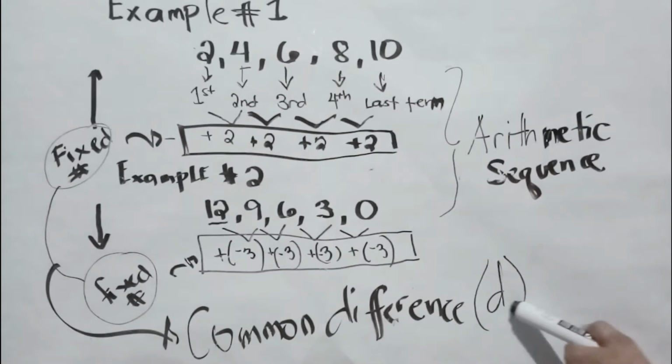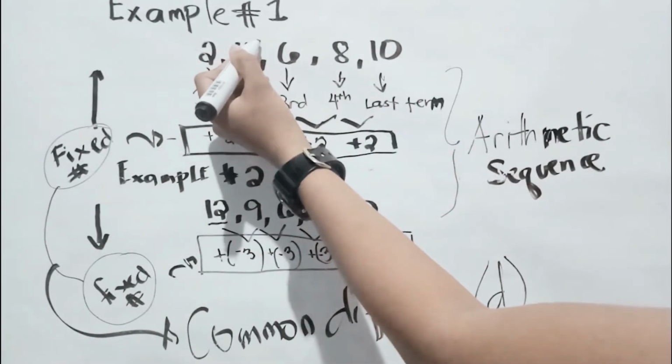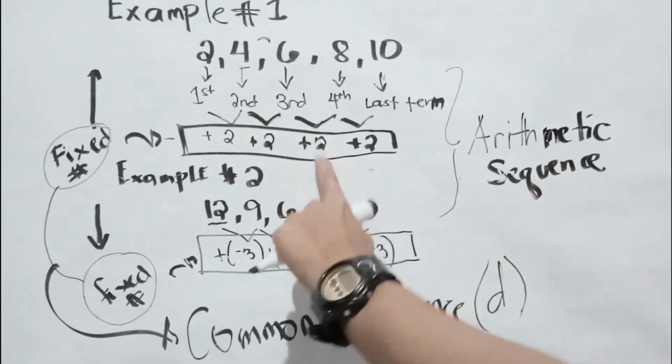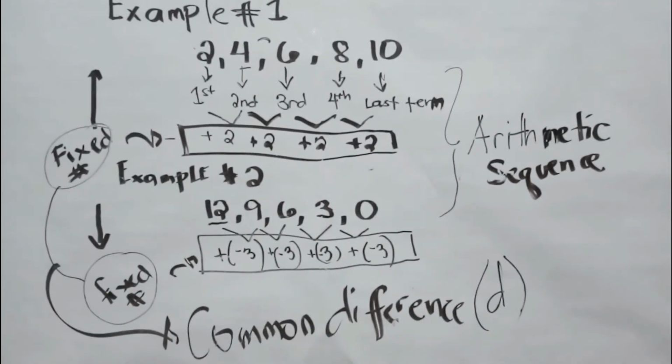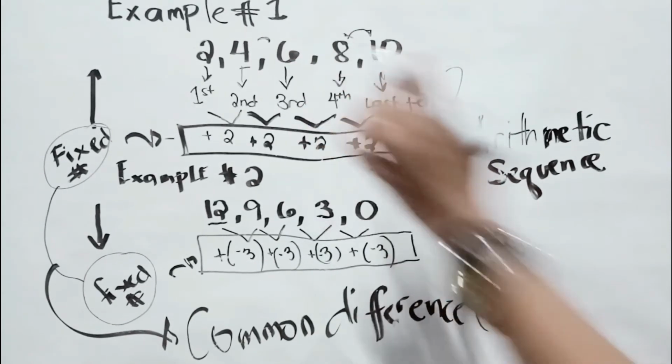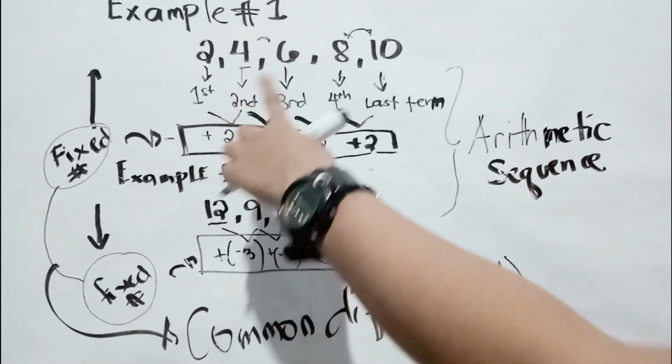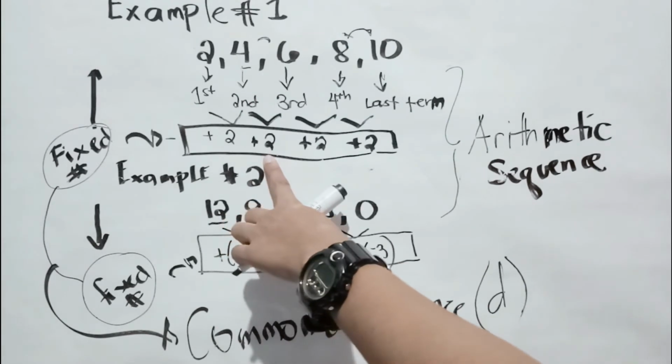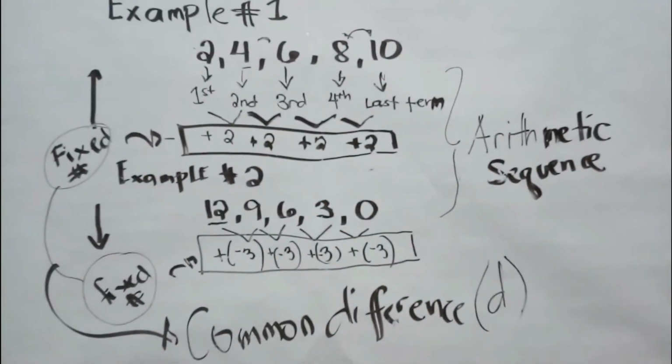So, how come it is a common difference? Why not a common sum? Since we are just adding a fixed number. Right? But, guys, it is called common difference because if you choose any two consecutive terms, then subtract them, you are going to get a fixed number as a difference. For example, let's try 8 and 10. 10 minus 8 is equal to 2. Let's try 4 and 6. 6 minus 4 is equal to 2 also. Then 4 minus 2 is equal to 2. That's why it is called a common difference. Because when you subtract, you will get an exact or a fixed number.